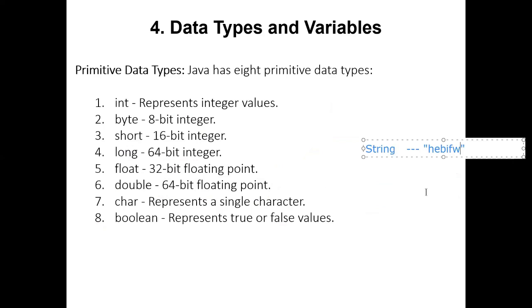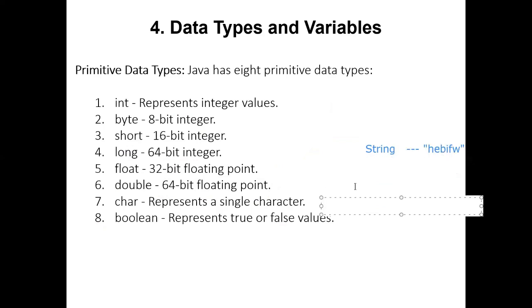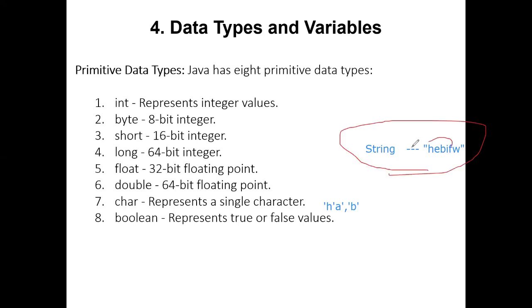Coming to the characters, here it should be in single quotes only. It should be one character, like A, and B. If we need to indicate a single character, we need to mention it using single quotes. If we need to write a word, we need to use a string with double quotes. So these are the data types we have.